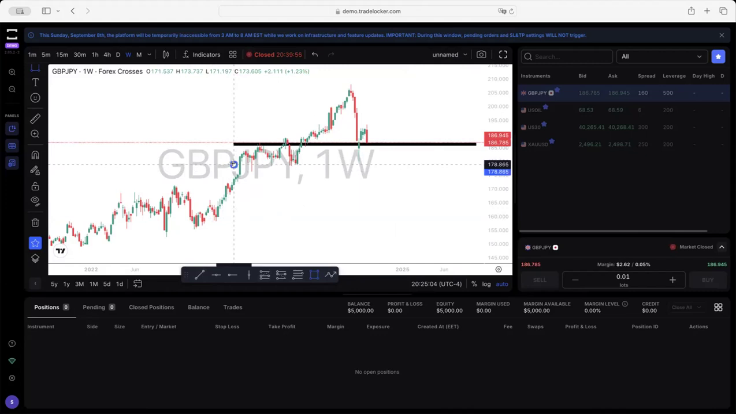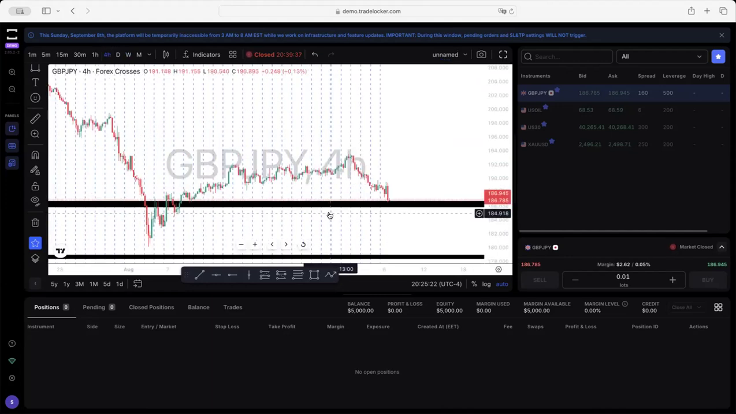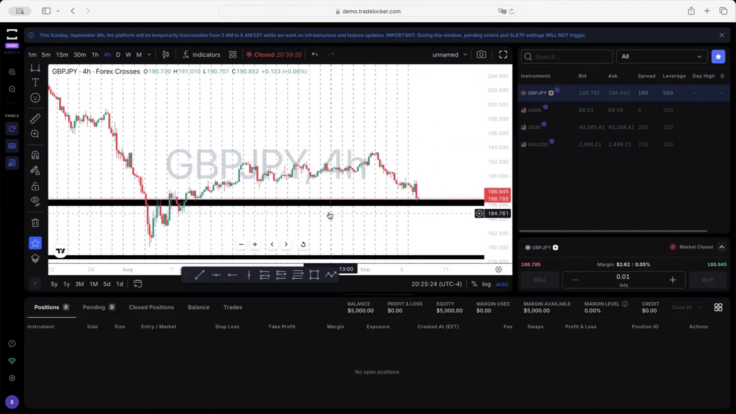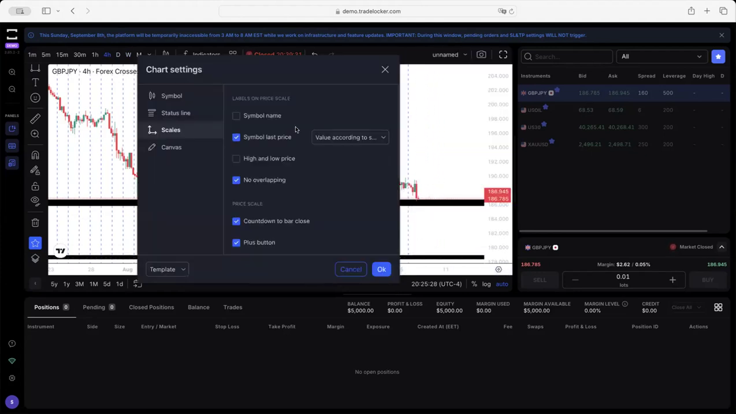So now we have a key level here. And that's all I'm going to mark up. Okay. And now I'm going to go down to the 4-hour. I don't know why these grid lines are on here.